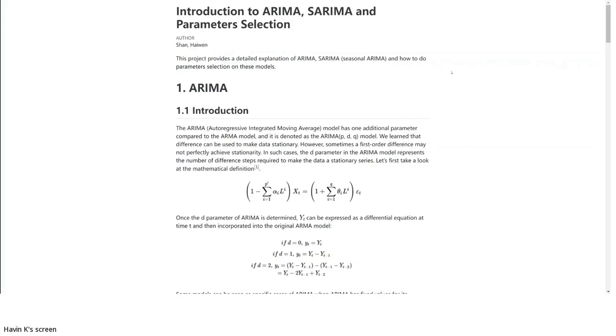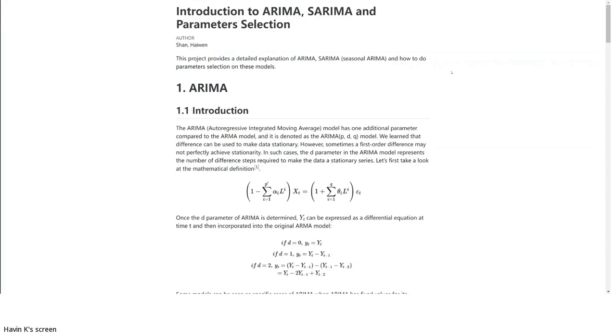Hi everybody, our project provides a detailed explanation of ARIMA and seasonal ARIMA and how to do parameter selection on these models. The autoregressive integrated moving average model has one additional parameter compared to the ARMA model, and is denoted as the ARIMA(p,d,q) model.